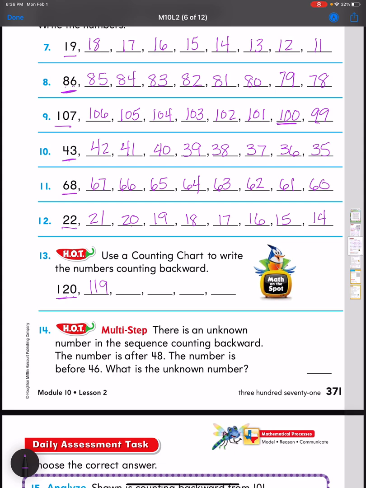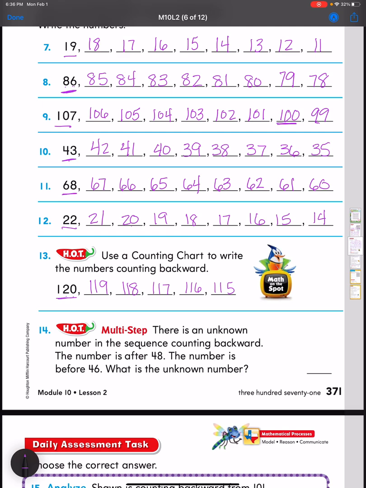The number before 19 is 18. So I would say 118. The number before 18 is 17. So I would say 117. 116. 115.